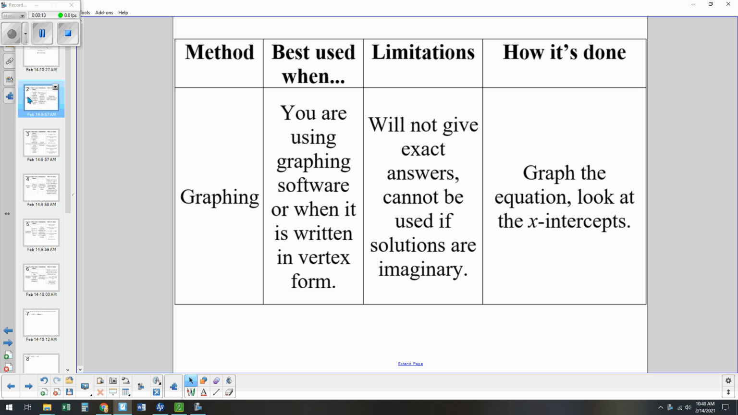The method of graphing to solve a quadratic is best used if you have graphing software or if it's already written in vertex form for you. Some of the limitations of this method is it will not give you exact answers if the answers are irrational, and it also cannot be done if the solutions are imaginary. So what we would do is graph the equation, look at its x-intercepts, and that would be the solutions.